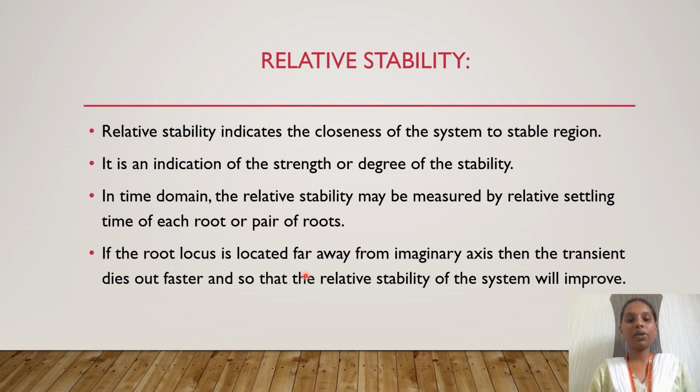If the root locus is located far away from the imaginary axis, then the transient dies out faster, so the relative stability of the system will be improved.